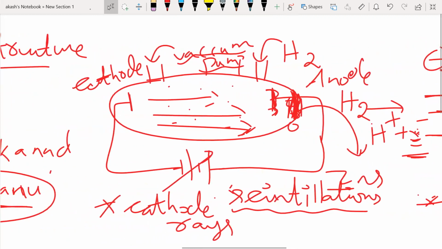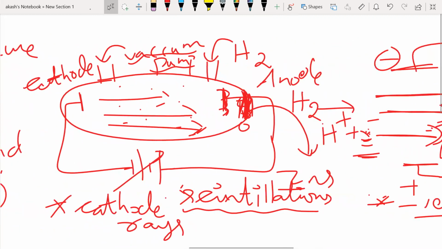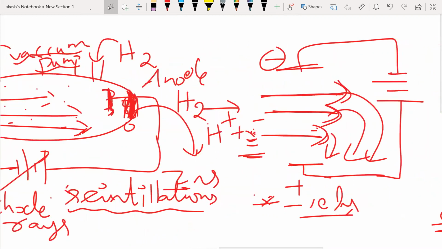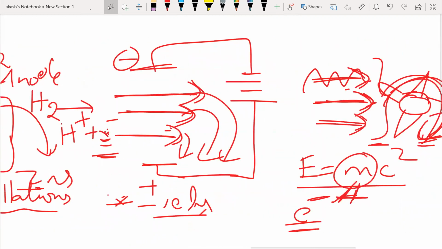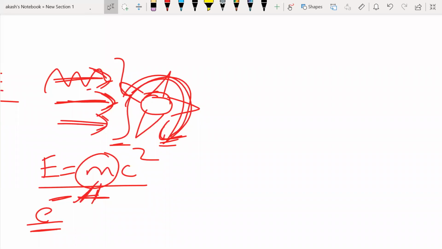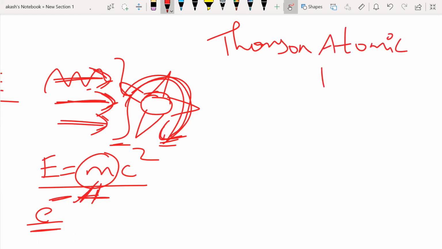Okay, fine, cool. So now he discovered electrons. Now he has to fit the electrons inside the atom somehow, right? So that is where you have Thomson's atomic model.